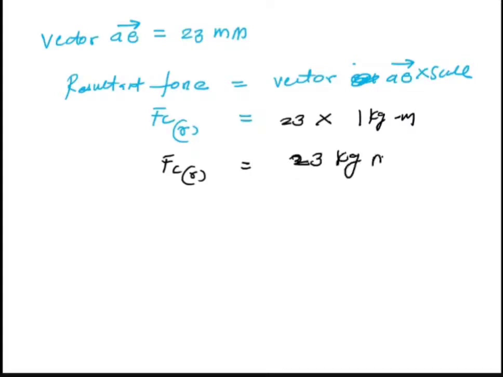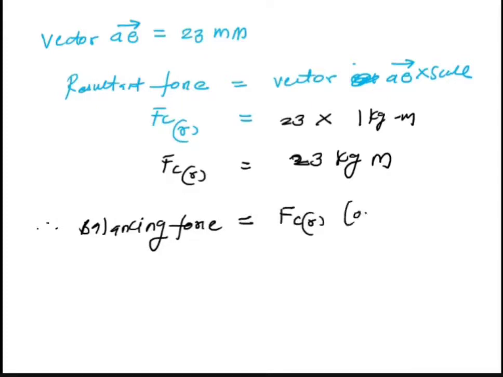23 kg meter. Okay. Now what is balancing force? Balancing force will be equal to the resultant force, but in opposite direction. Very, very important. But in opposite direction. So balancing force will be equal to the same, that is 23 kg meter, but in opposite direction.